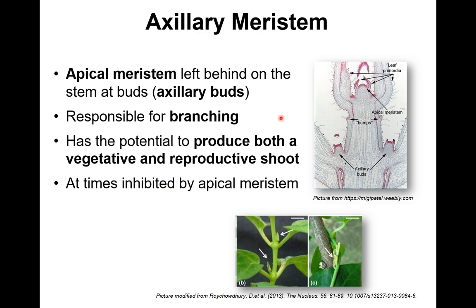Now, an interesting feature is that once the axillary buds, so the axillary meristem, are left behind, in some plants they stay inhibited by the apical meristem, which will be present here. So this will basically stop the growth of these cells. This tissue will stay undifferentiated, will not divide, until the apical meristem gets removed. And that's the reason why, for example, you need to prune some plants.